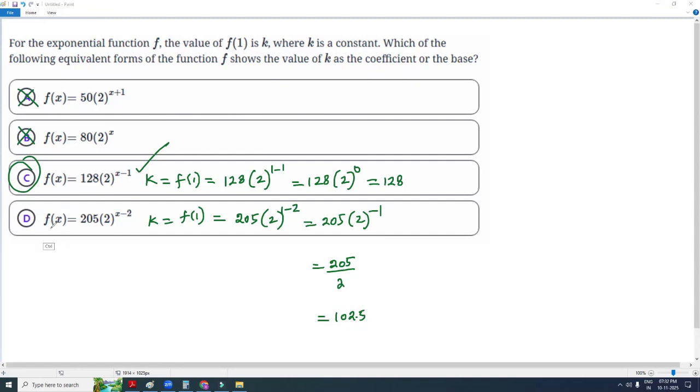Now let's verify the function f of x over here. f of x does not show this value as a coefficient or base over here. We can reject answer choice D as well. So the correct answer choice for this question is C. Okay, let's go to the next question.